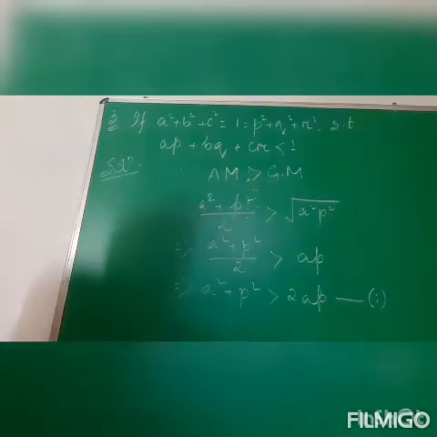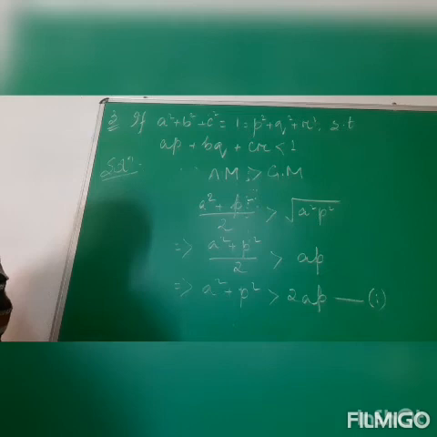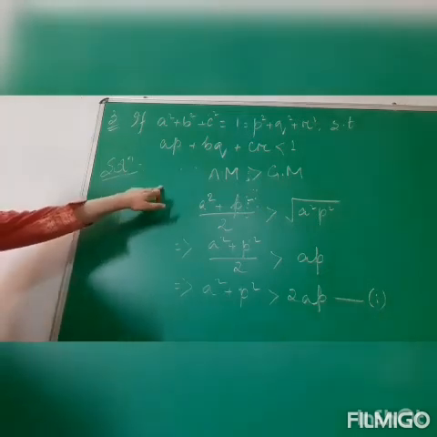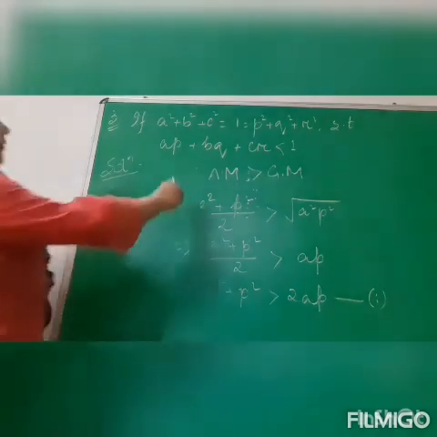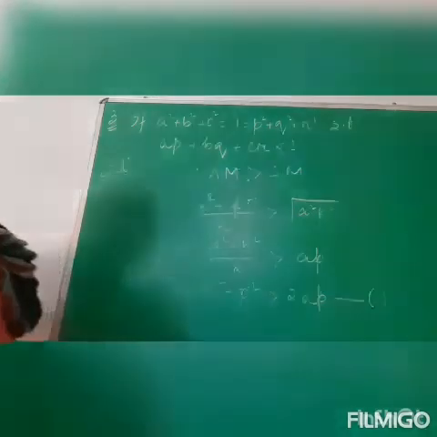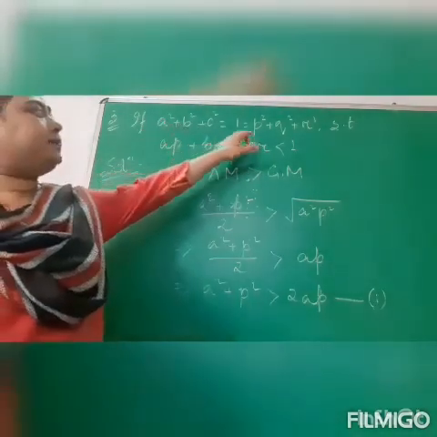Now in this question it says that if a square plus b square plus c square is equal to 1, which is equal to p square plus q square plus r square, then we need to show that ap plus bq plus cr is less than 1. Now we know that arithmetic mean is greater than geometric mean.